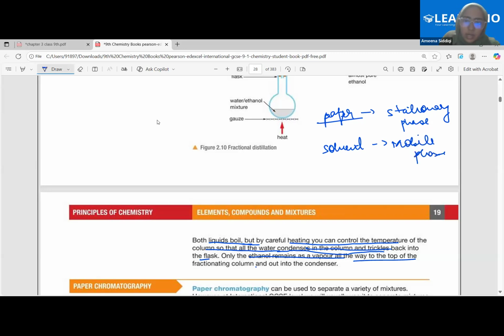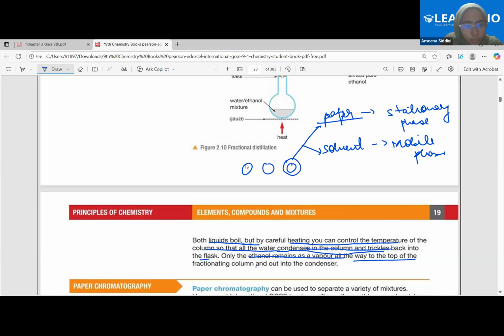Now, let's suppose we are having these dyes. There are two things possible. Let's talk about this dye. Either it is soluble in the solvent, then it will not really stick to the paper. And what is the second scenario? It has low affinity towards the paper, which is the stationary phase. The stationary phase means it is not moving. The mobile phase means it is moving, right?